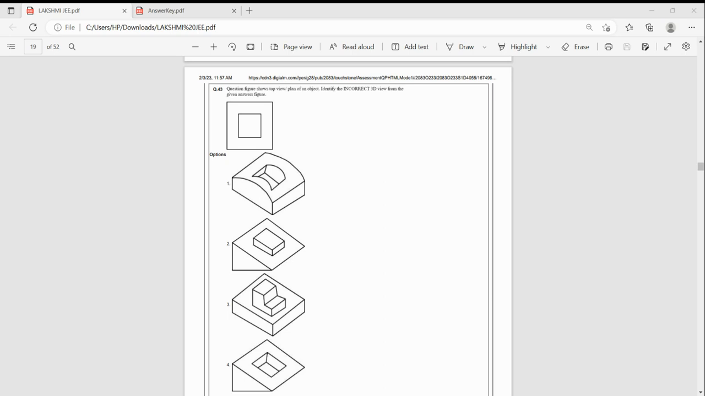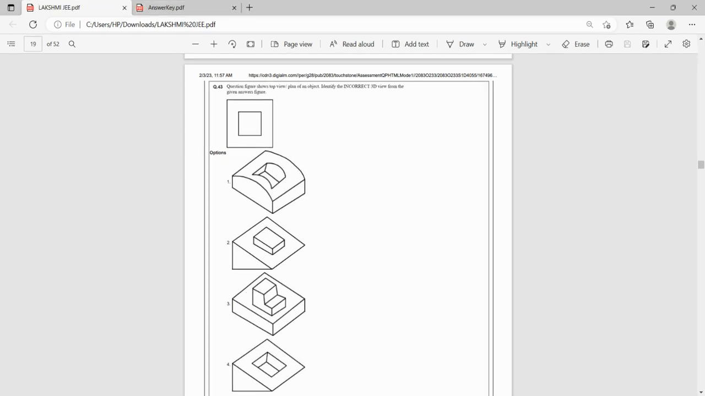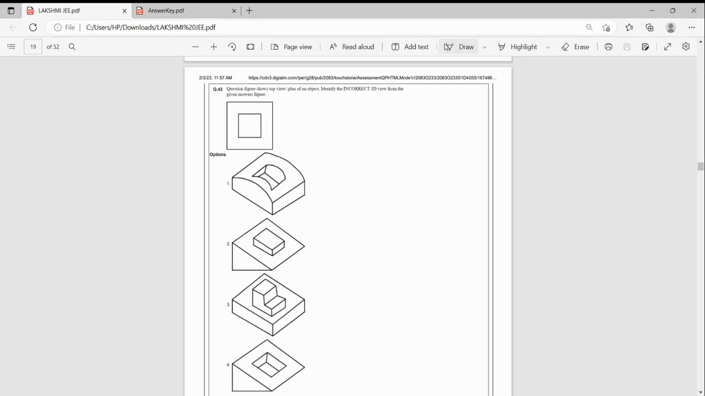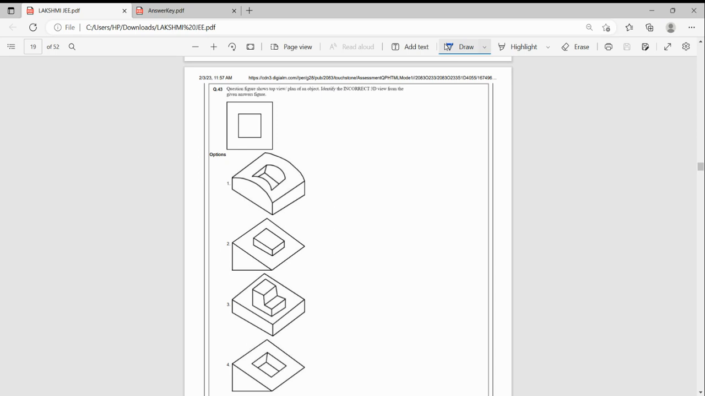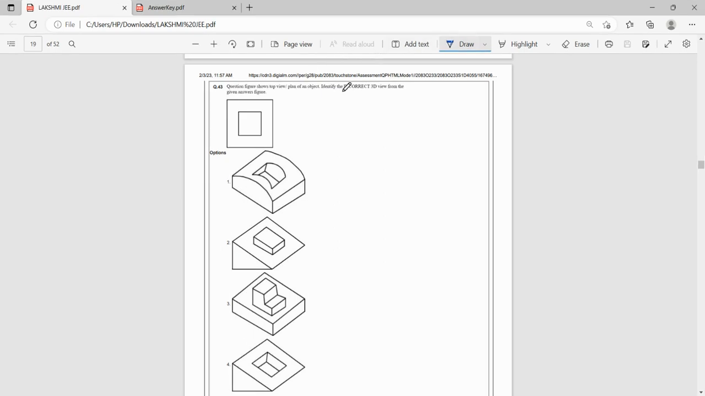So if we just think about this question, we can see the top view is given, right? Okay, the top view, your plan, is given. Identify the incorrect 3D view from the given answers. Usually they ask about the correct 3D view. Now in this question paper, they have given incorrect. We have to identify the incorrect 3D view of the given top view.